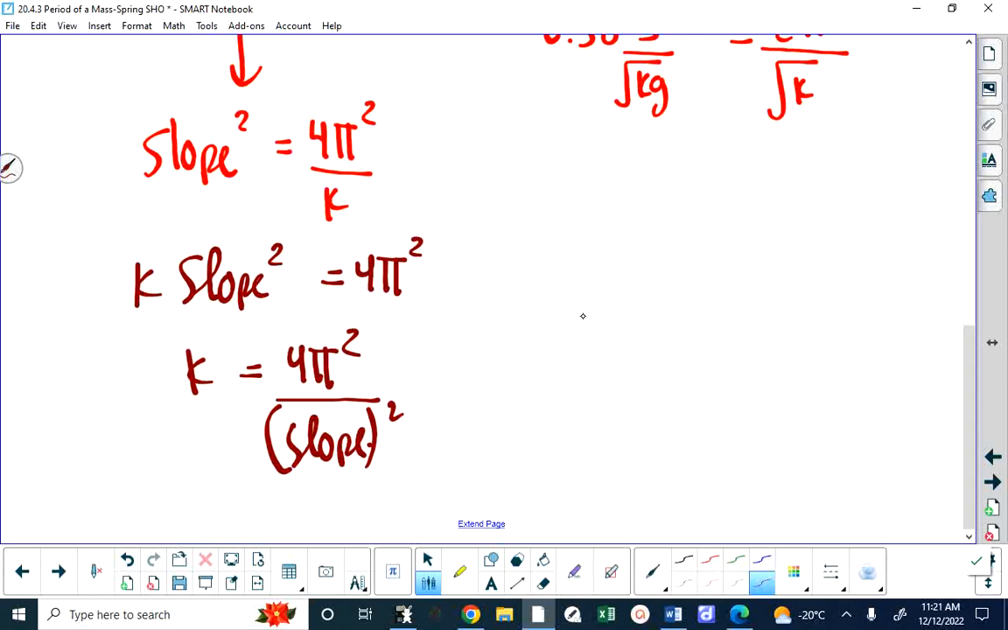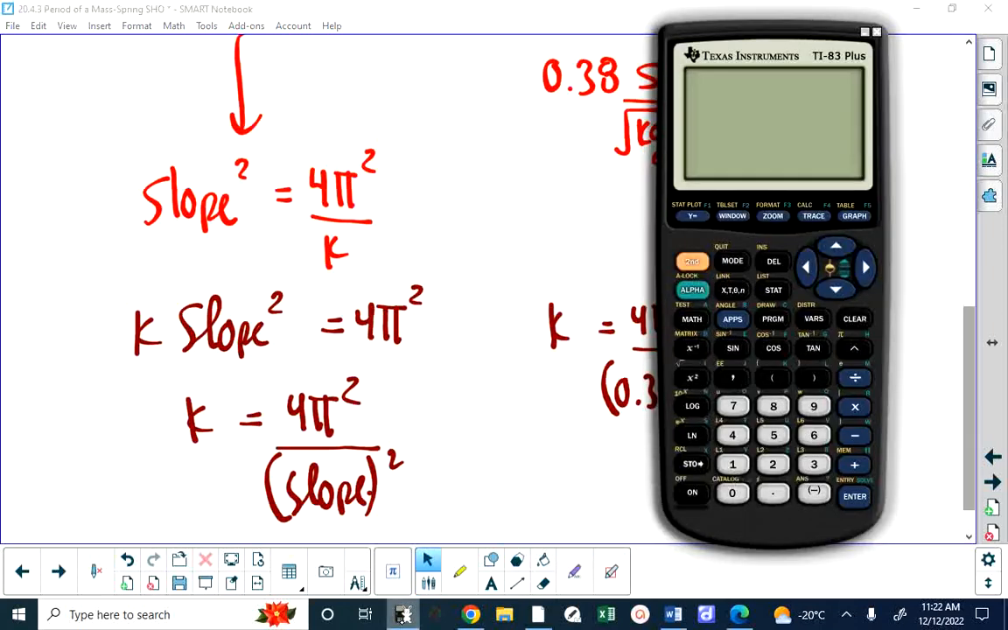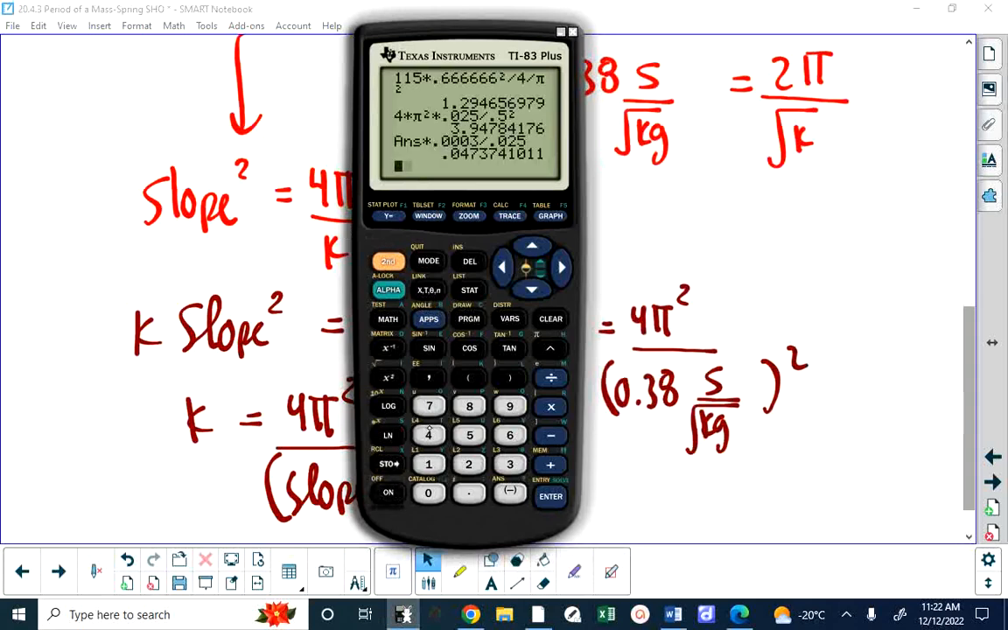So in my example, it would be k equals 4 pi squared over 0.38 squared. Since this is written work, I'm going to want to see units there. Just ignore the units when you do the calculation. What would I get? 4 pi squared divided by 0.38 squared. My spring constant would be 273 newtons per meter.